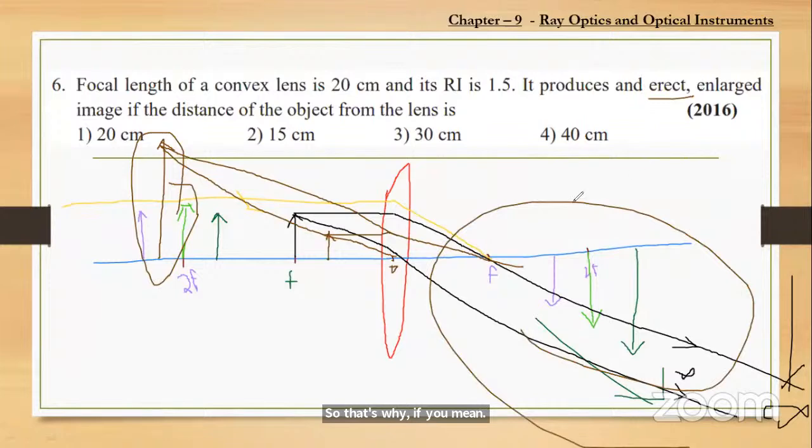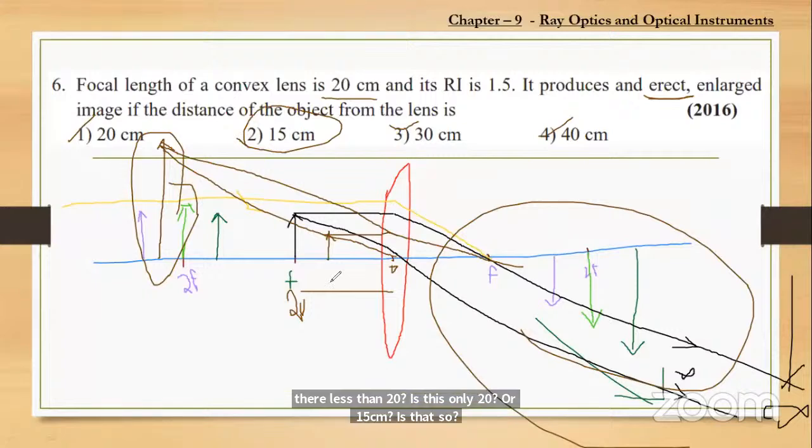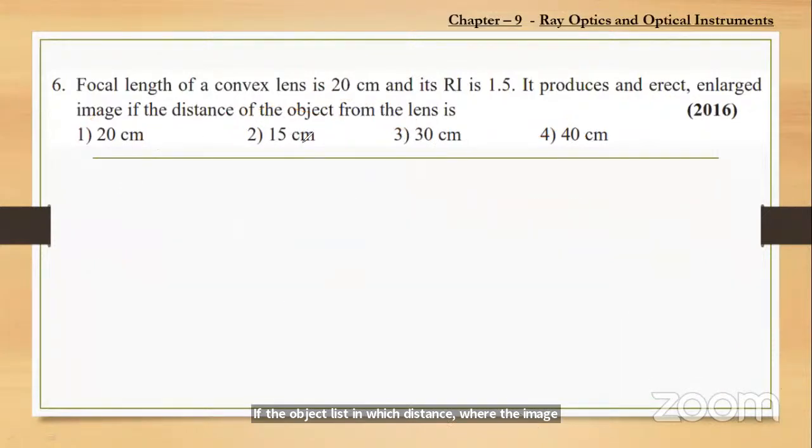But when it comes to an erect image, you need to remember that the object is placed between the focus and the optic center. Here it is given that the focal length is 20 centimeter. That means the answer should be less than 20 centimeter. You can see 20, 30, 40 are there. Less than 20, only 15 centimeter is there. Using this concept you can calculate easily and directly. If you know where the image will be formed for each object distance, then you can easily understand the value of the focal length.